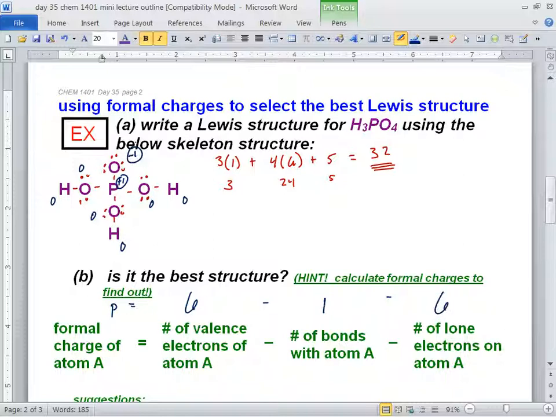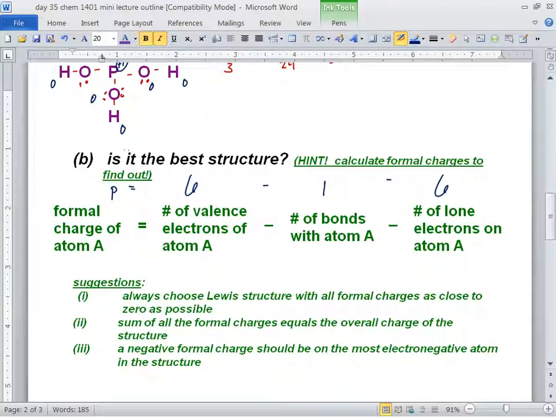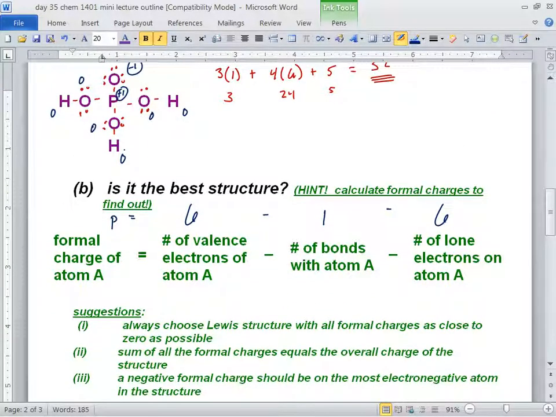Okay. So is it the best structure? Well, here's some hints. All formal charges should be as close to 0 as possible. So it seems like there's some improvement we could do. And the sum of all the formal charges equals the overall charge. I already kind of told you that. And the overall charge is 0. And that checks, though. That makes it okay. -1 and +1 is 0, but this one's a problem.